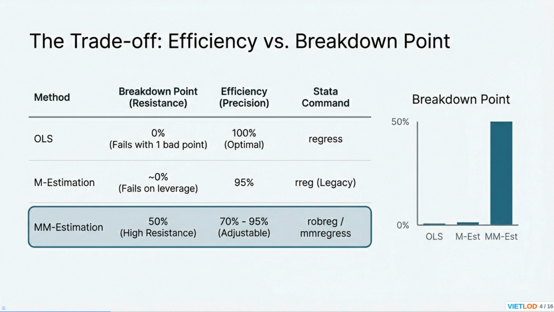This is where MM estimation shines. It provides a high breakdown point of 50%, meaning it can withstand contamination in up to half of the data, while still maintaining high and adjustable efficiency, typically between 70% and 95%. This makes MM estimation the modern standard for robust regression, offering a powerful balance of resistance and precision, much like choosing an off-road truck for rugged terrain over a Formula One car designed for a perfect track. Given this clear superiority, it's essential to use the right tools for implementation.